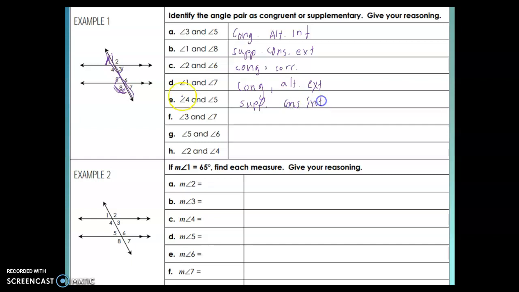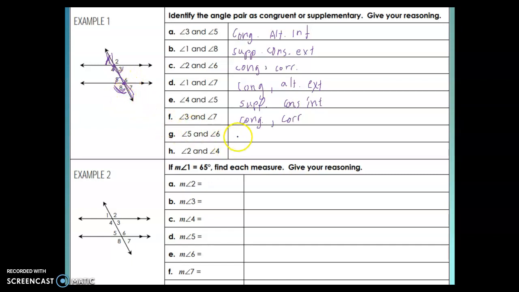Let's identify those with the mouse here. Here's 4, here's 5. They're on the same side, both inside the parallel lines, consecutive interior. 3 and 7 are congruent, and the reason that they are congruent is because they are corresponding. They're on the same relative position. They're both, if we find that point of intersection, down and to the right. Here's our point of intersection, down and to the right.